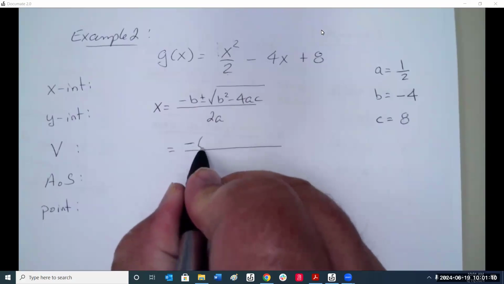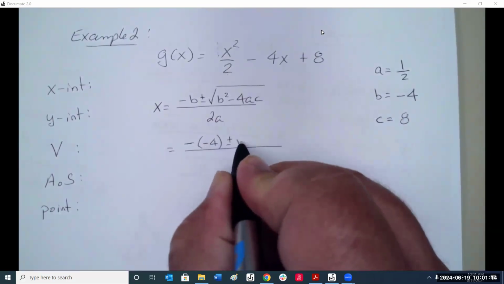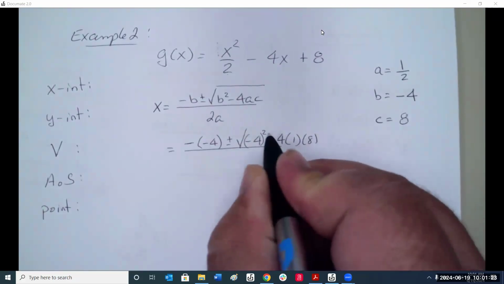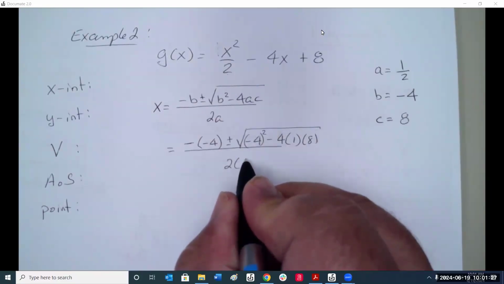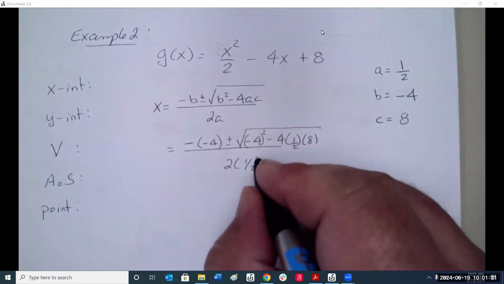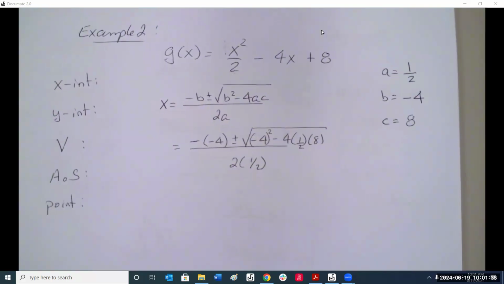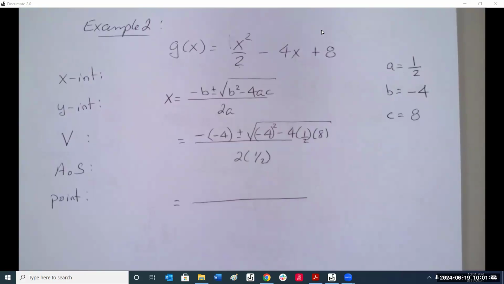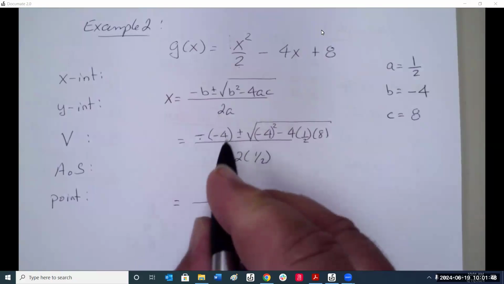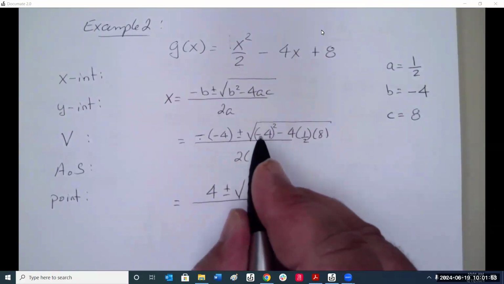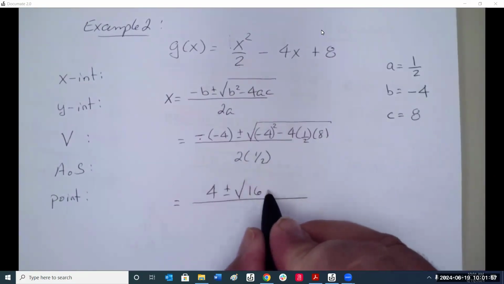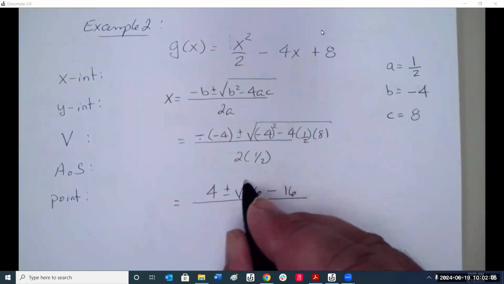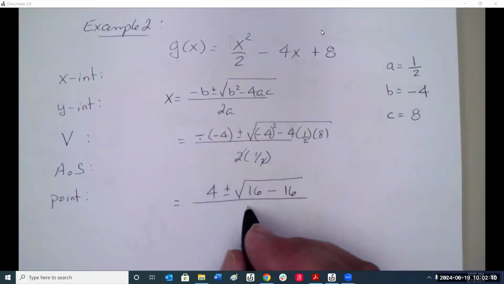So you have a negative, b is negative 4. Negative 4 squared minus 4 times 1/2 times 8. Negative, negative makes it a positive 4. Negative 4 squared is positive 16. 8 divided by 2 is 4. 4 times 4 is 16. And the 2 and the 2 cancel, so we have 1 on the bottom.